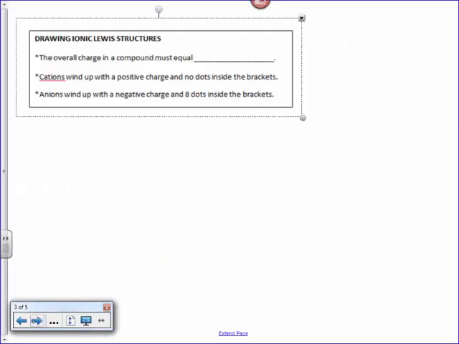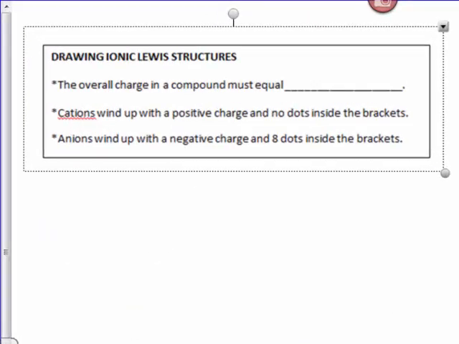So now let's draw some Lewis dot structures. We talked about them last unit, but now we're going to get into more specific kinds, ionic and covalent. So when you're doing an ionic Lewis dot structure, the overall charge of the compound must be 0. So the charges have to cancel out somehow. So cations wind up with positive charge and no dots inside of a bracket. I'll show you what that looks like in a bit. Anions end up with negative charges and 8 dots with the bracket every time. Don't make it complicated. The left side, the metal or the polyatomic, is going to have 0 dots. The right side, the negative charge, is going to have 8 dots. Always, every time.